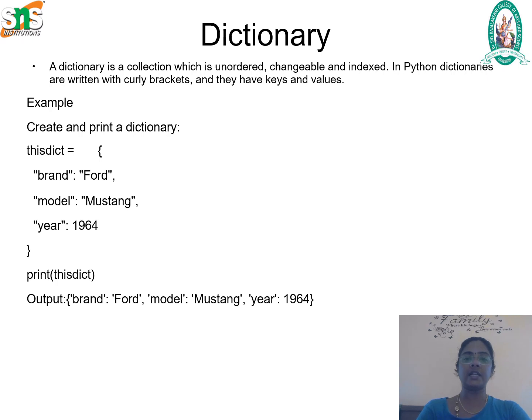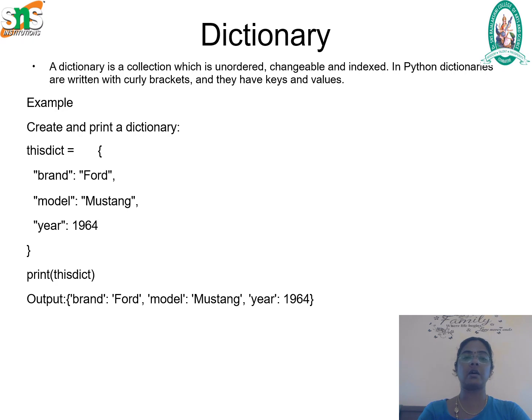Dictionary is a collection which is unordered, changeable and indexed. Python dictionaries are written with curly brackets. Within the dictionary we should have the key with the value, so it is a key value pair. As we already learnt in previous programming languages, the same key value pair applies here in the dictionary. Brand Ford, model Mustang, year 1964.